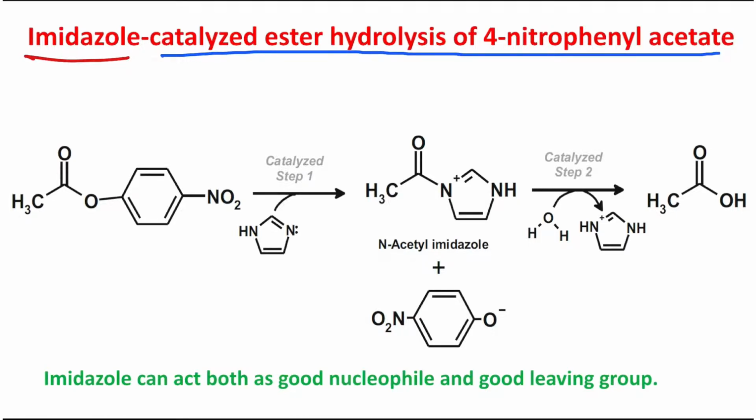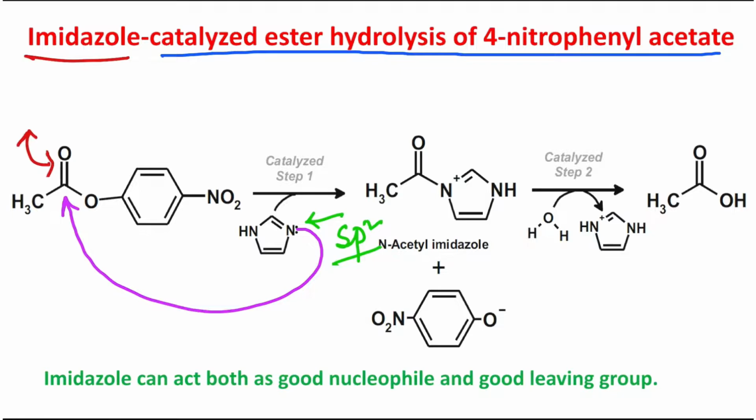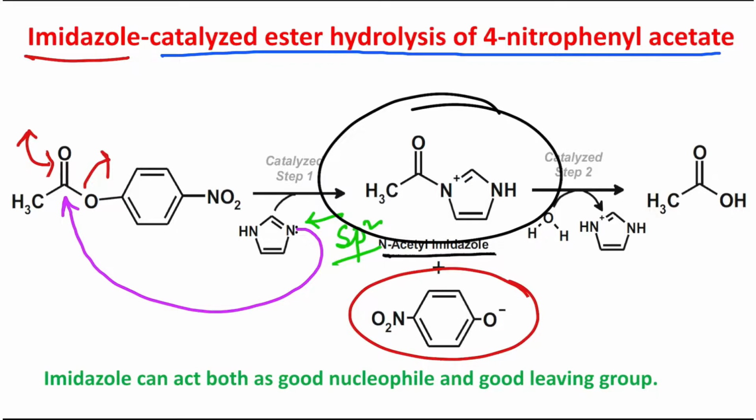The first step is the nucleophilic acyl substitution by imidazole, means the nitrogen lone pair of the imidazole moiety acts as the nucleophile and it attacks. By the way, please remember this lone pair of nitrogen is in an sp2 hybridized orbital. It is not involved in the aromaticity, that's why it is acting as a nucleophile. So it will open up and come back, so this nitrophenolate will leave. In this case, this N-acetyl-imidazole is produced.